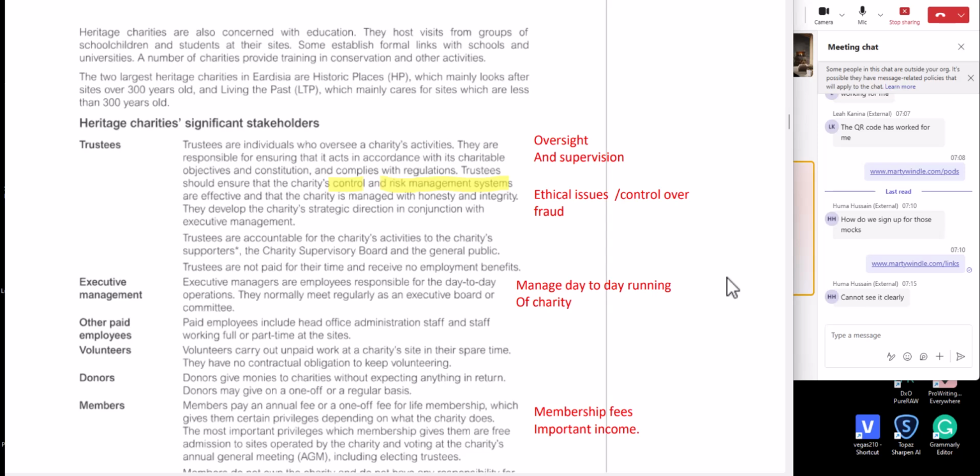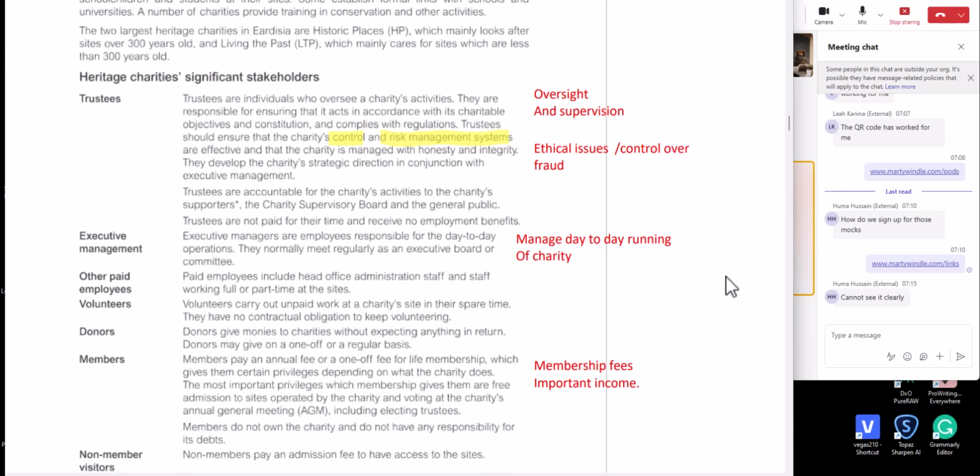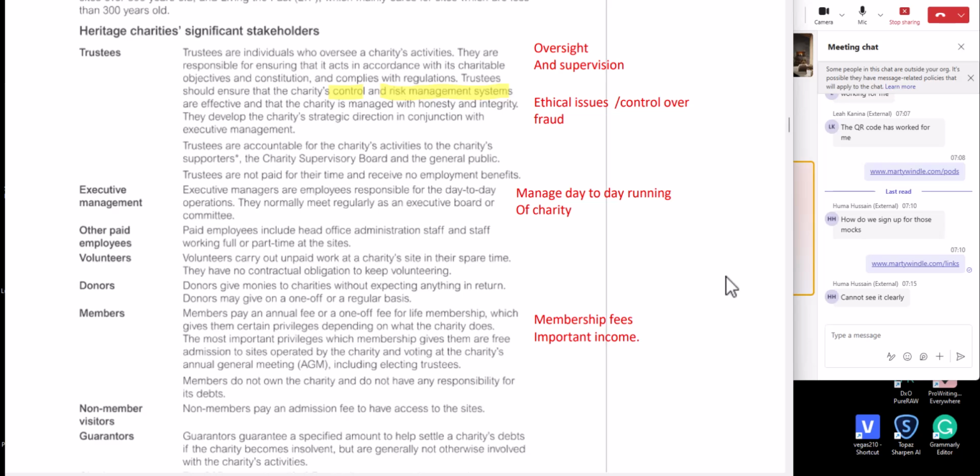They need to have control and risk management. They're mentioning control and risk management again, which indicates a potential question about recommending controls and risk management systems in a charity. They then again mention honesty and integrity. So there's definitely scope for something on ethical issues, especially controls over fraud. There's a big part of the syllabus about how to control fraud and corruption, so make sure you know about that and have those ideas in your bank.